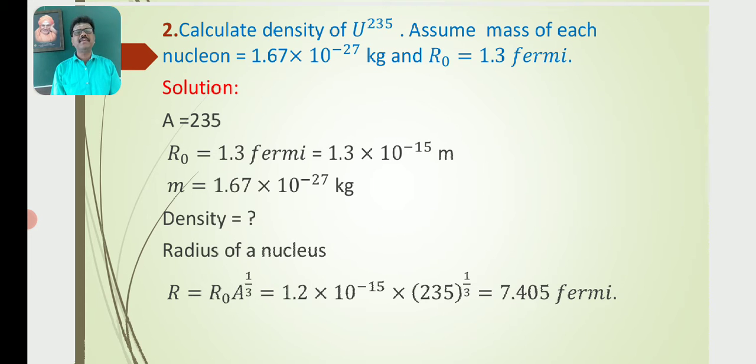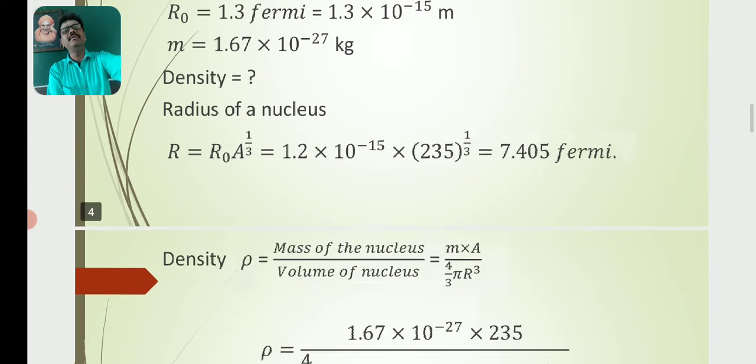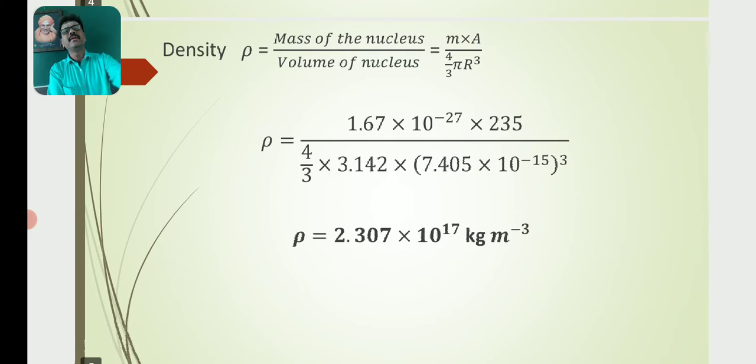The radius of a nucleus, R, is equal to R naught A to the power of 1 by 3, which is equal to 1.2 into 10 to the power of minus 15 into 235 whole to the power of 1 by 3, which is equal to 7.405 Fermi. That means 7.405 into 10 to the power of minus 15 meter. So this is the radius of the nucleus.